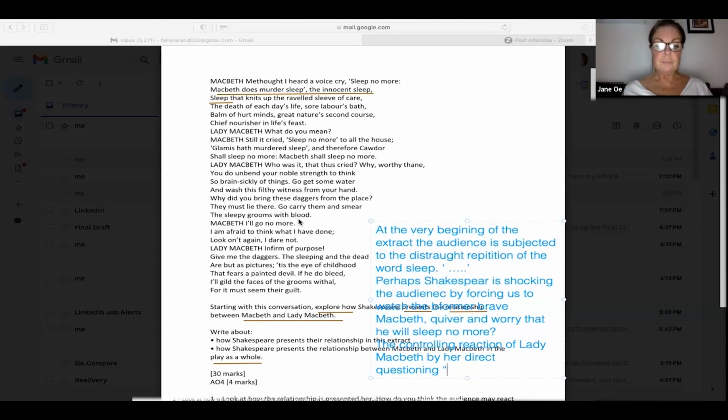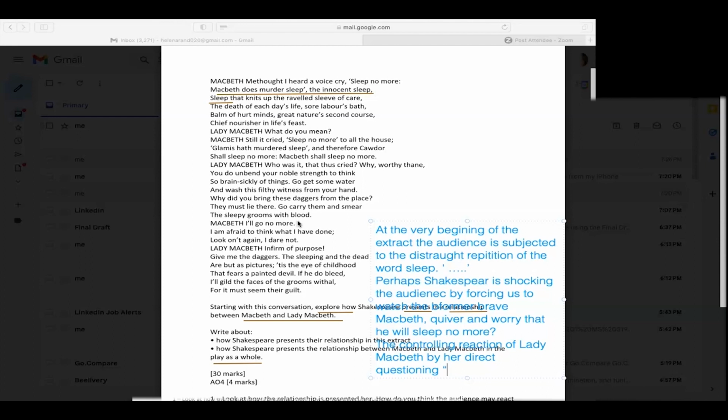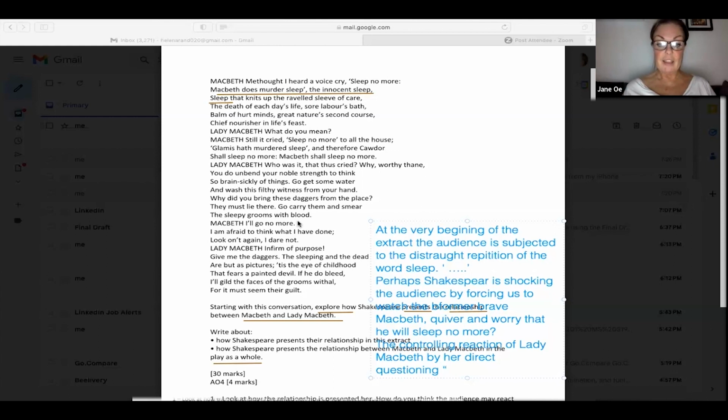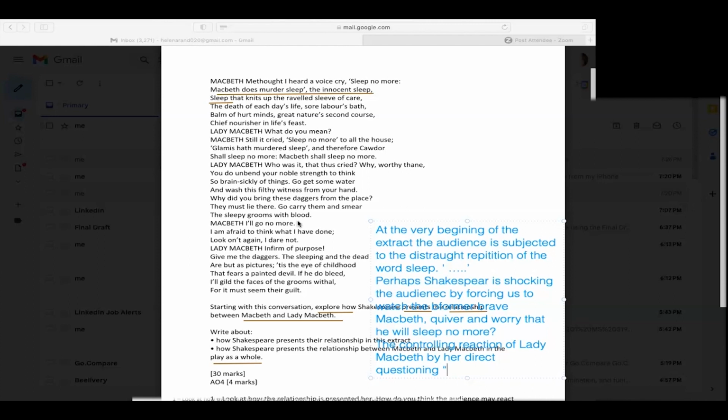So she can't sleep, and what's she talking about in terms of blood? So she's saying to him, go and smear that blood. And what's he saying to do with blood? She's saying, why did you bring the daggers from the place? They must lie there. Go carry them and smear the sleepy grooms with blood. Now, what does she say about blood in terms of her own? She says, out damn spot, out I say. Yeah. So what's she talking about there? What's happened to her? She's gone and smeared the blood on the grooms and she can't forget about it.